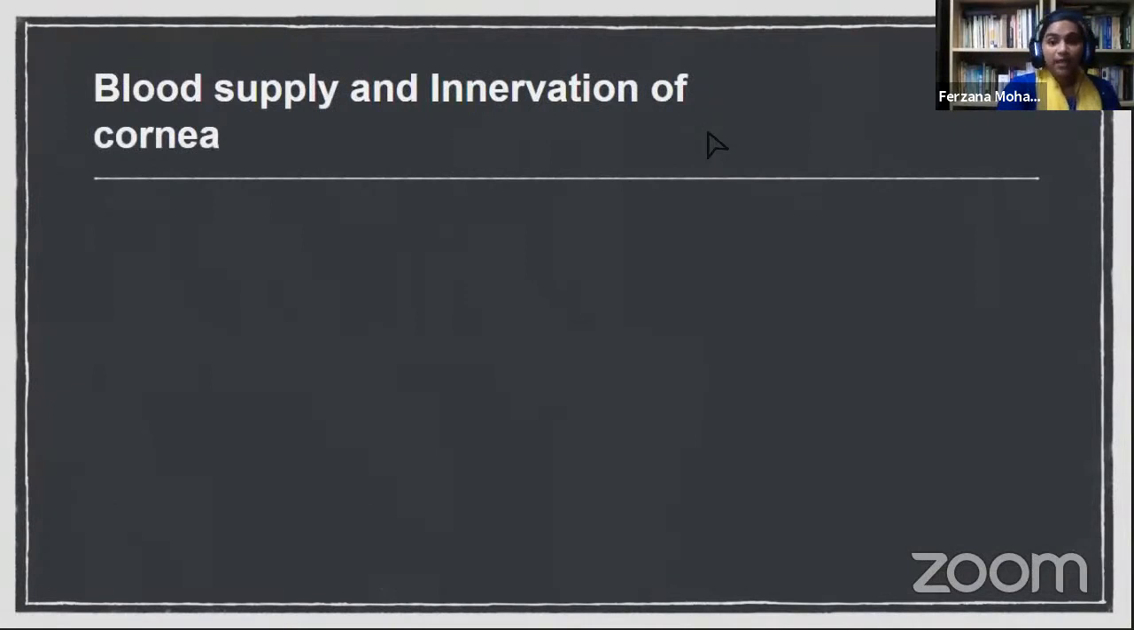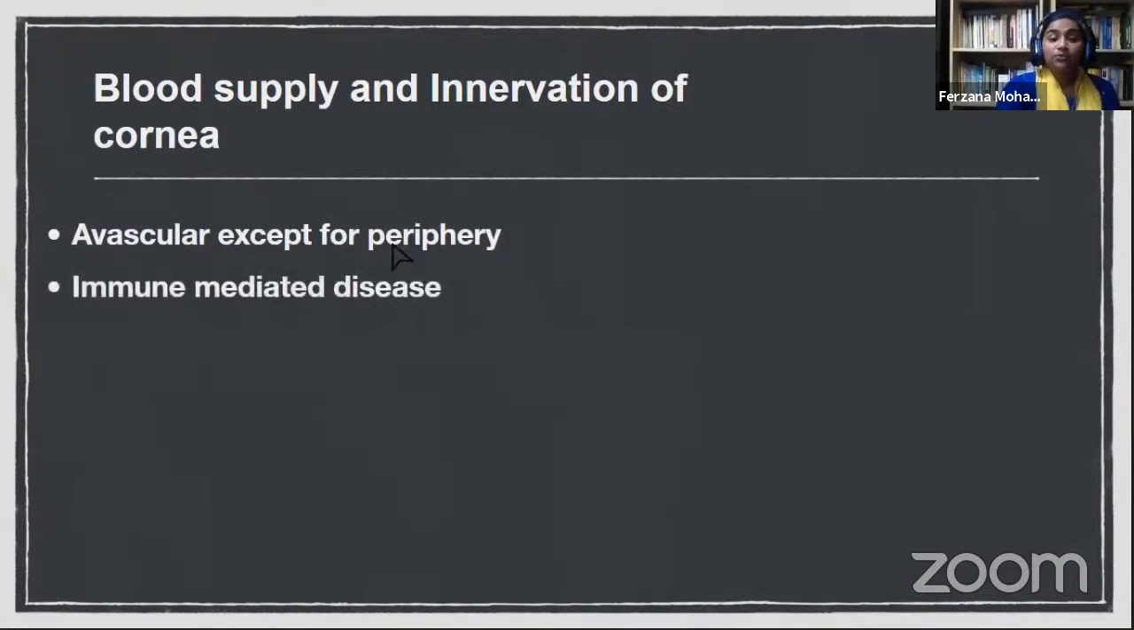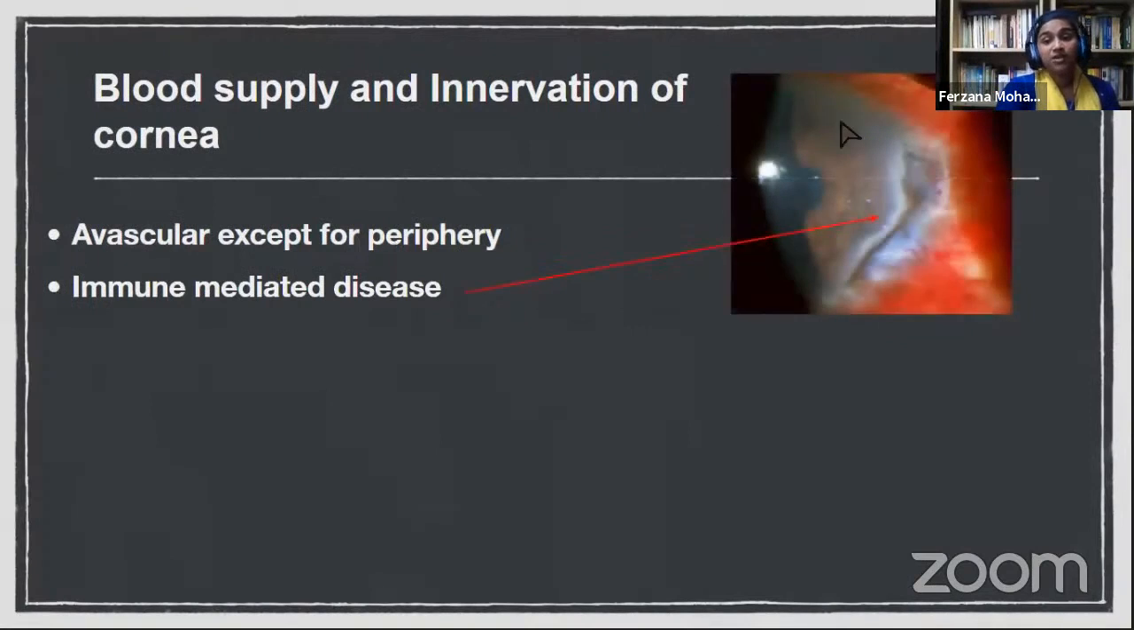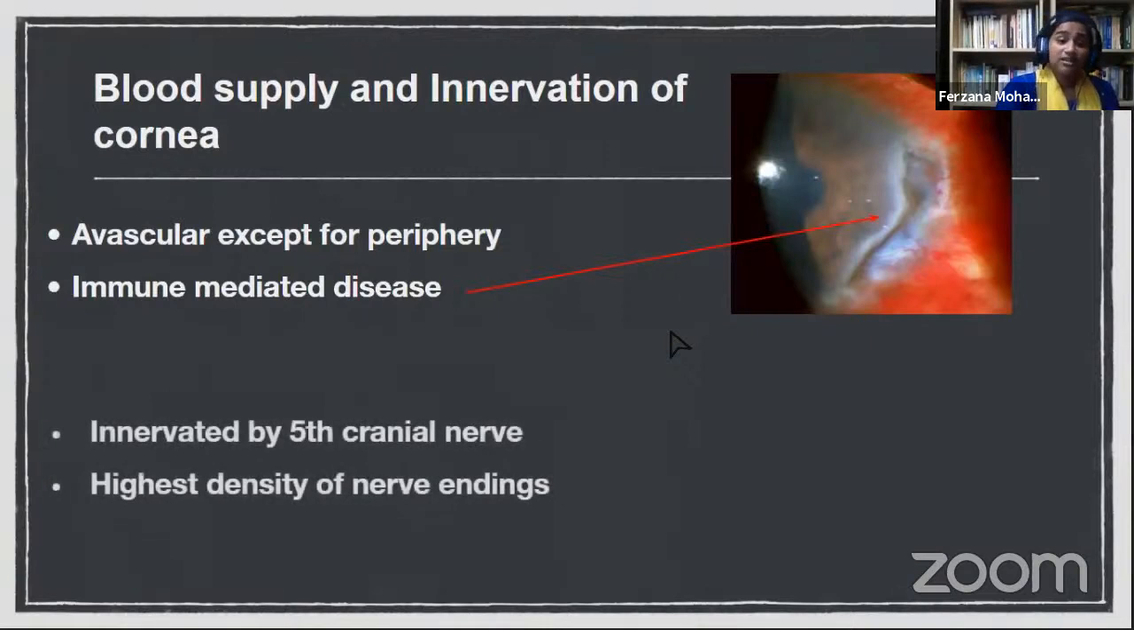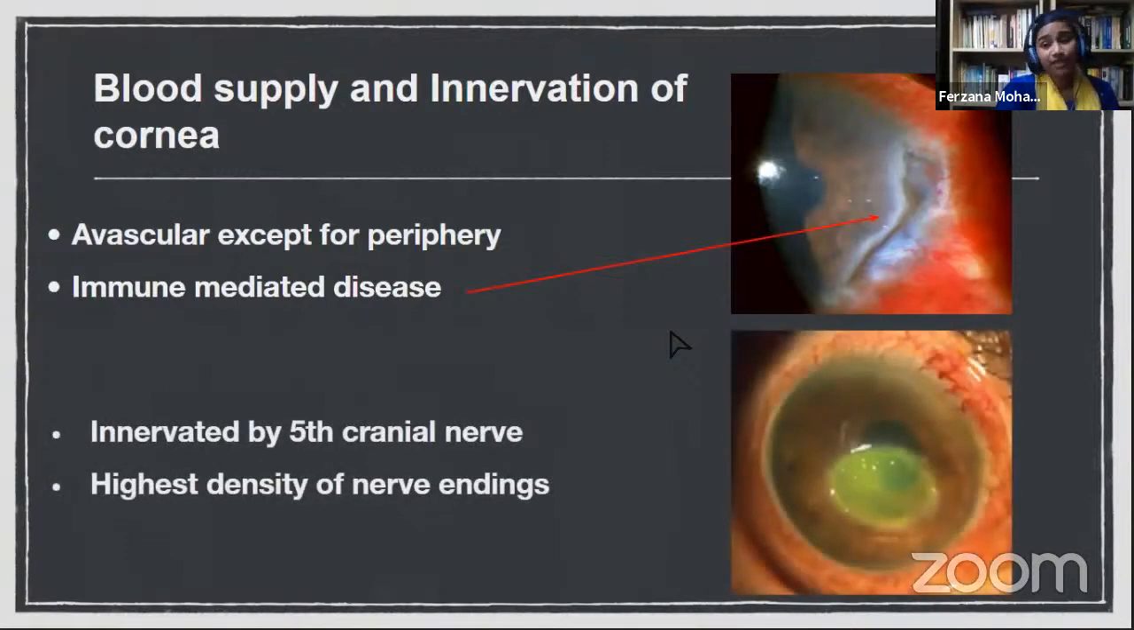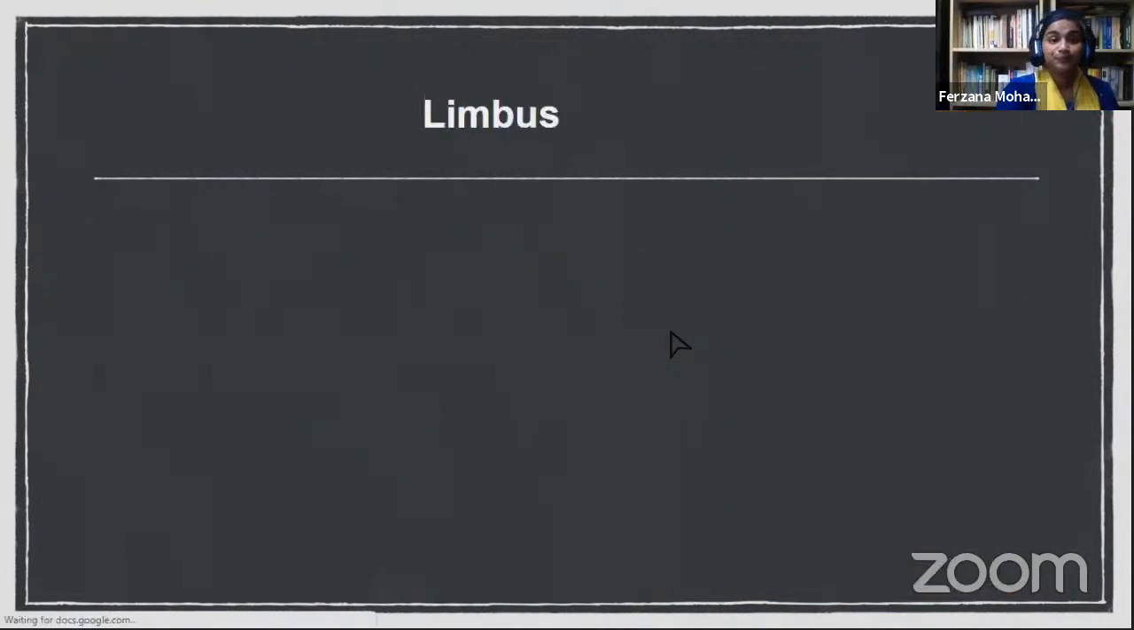Finally, about the blood supply and innervation: the cornea is avascular except for at the periphery, which is why in immune-mediated diseases, we get peripheral corneal ulcers because the antibodies can reach only the periphery. They can't reach the center. So the antigen-antibody complexes are formed in the periphery, which results in corneal ulcers at the periphery. And the cornea is richly innervated, which is why you should never underestimate the pain of a corneal epithelial defect.